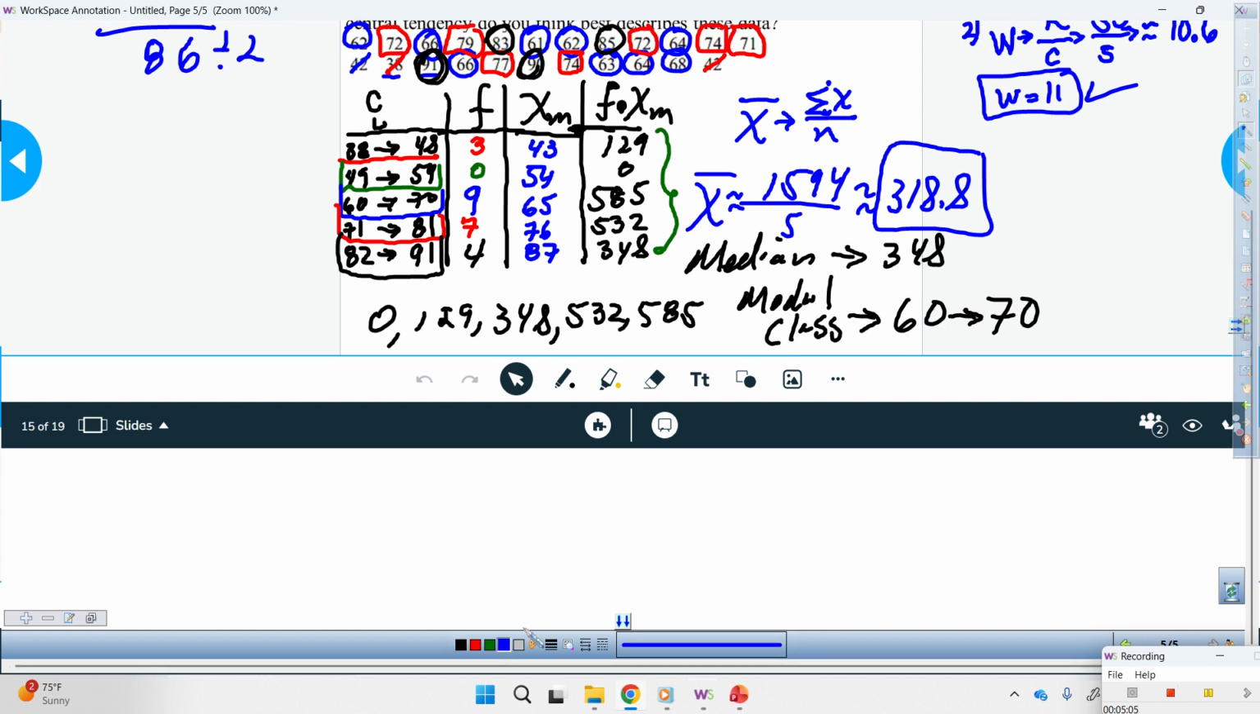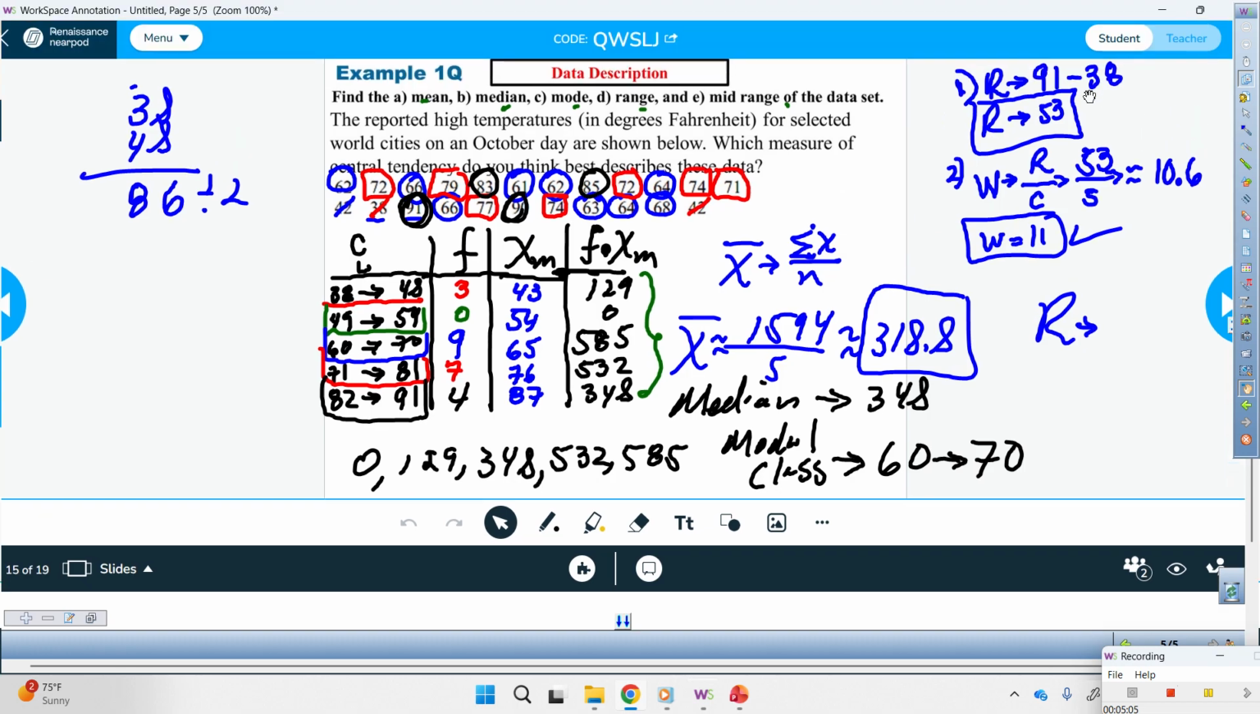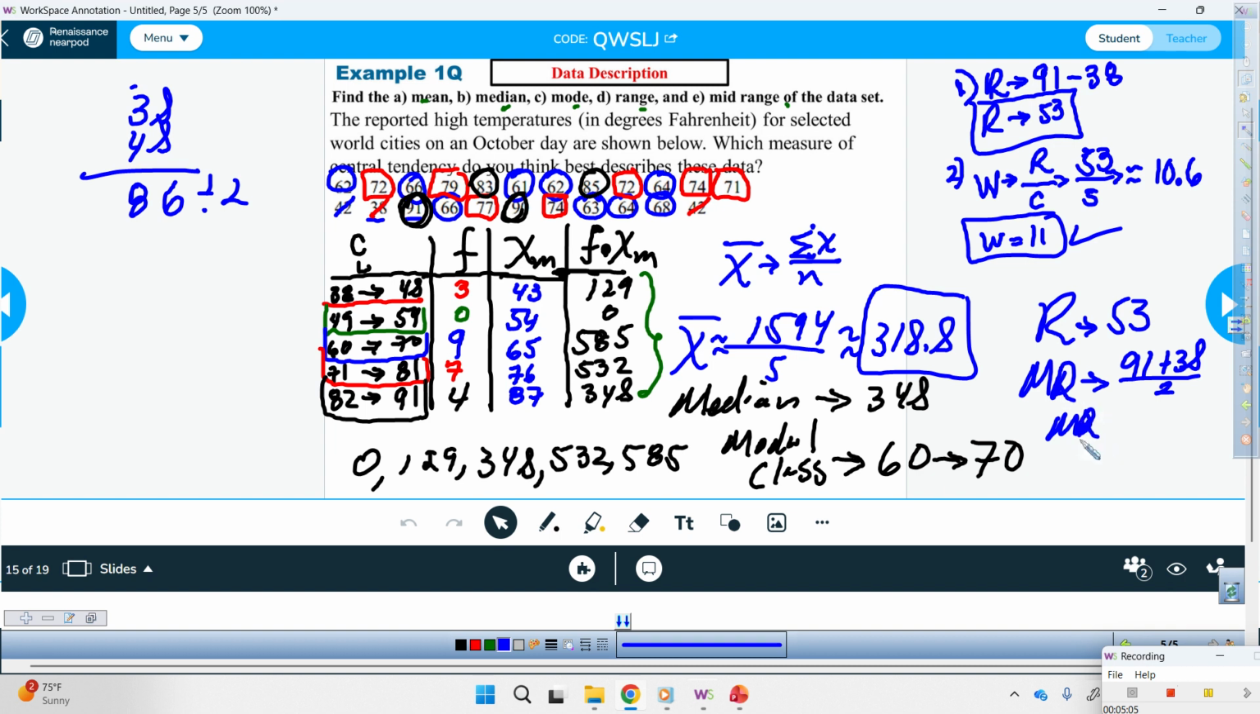Next, what's our range? Range. What's the least, was it? Oh, it's 53. We got the range. And what's our mid-range? 91 plus 38 divided by 2. Mid-range is 64.5.